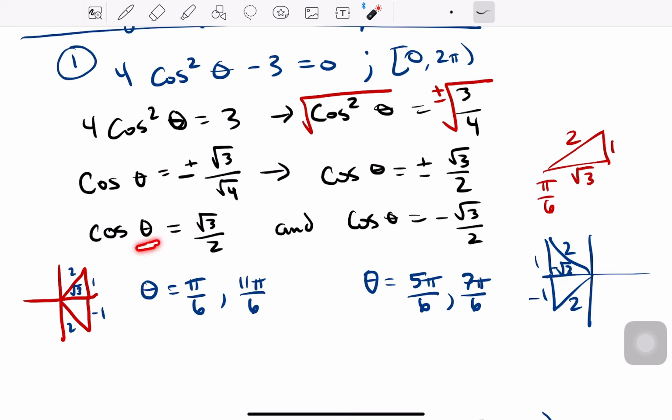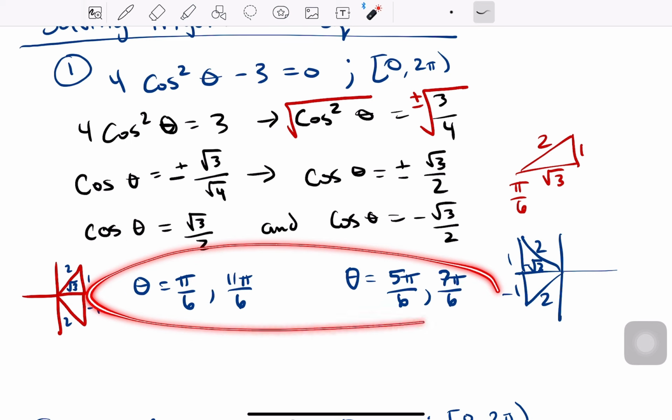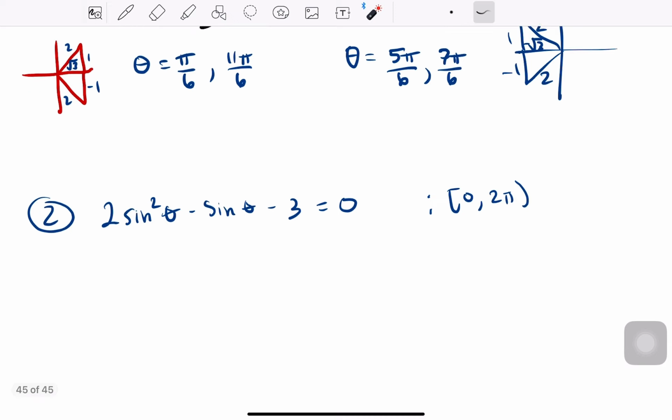On the left-hand side here, cosine theta, theta has to be either one of these to yield a radical 3 over 2. And that's the whole purpose of this, right? So you can go ahead and join these two together as one whole answer, or leave them like this. This is a great way to show your work, and then you're done, right? So with that being said, we're going to go ahead and move on to this next one.